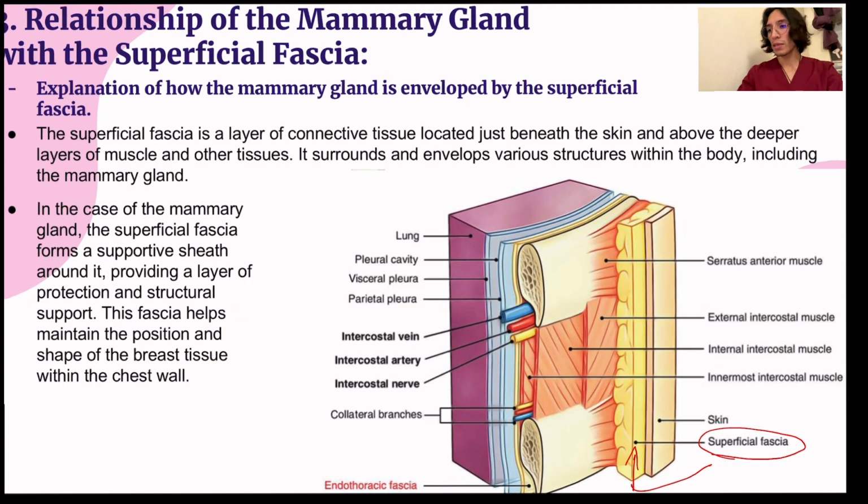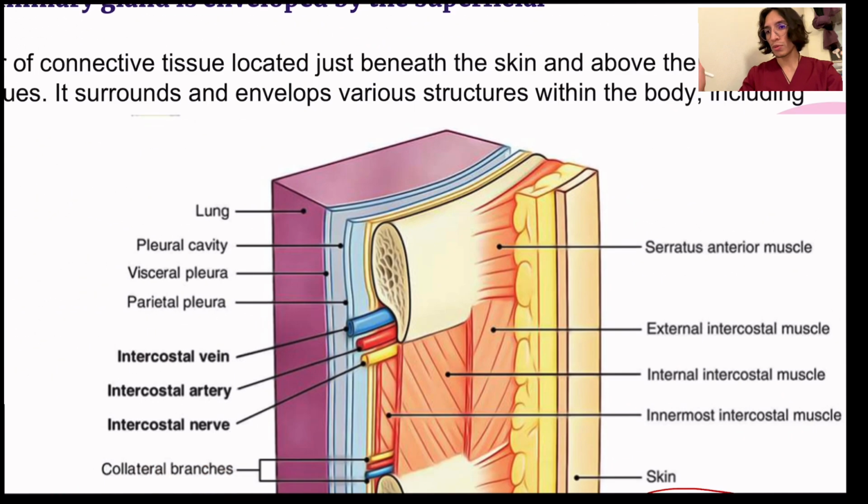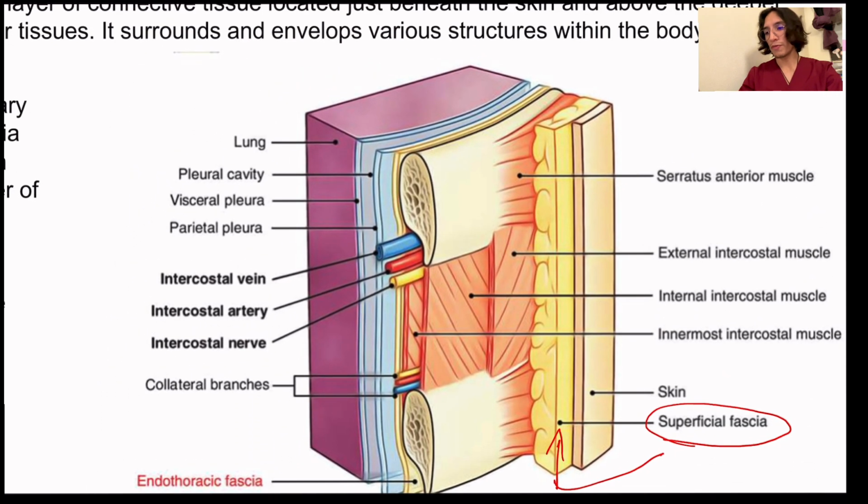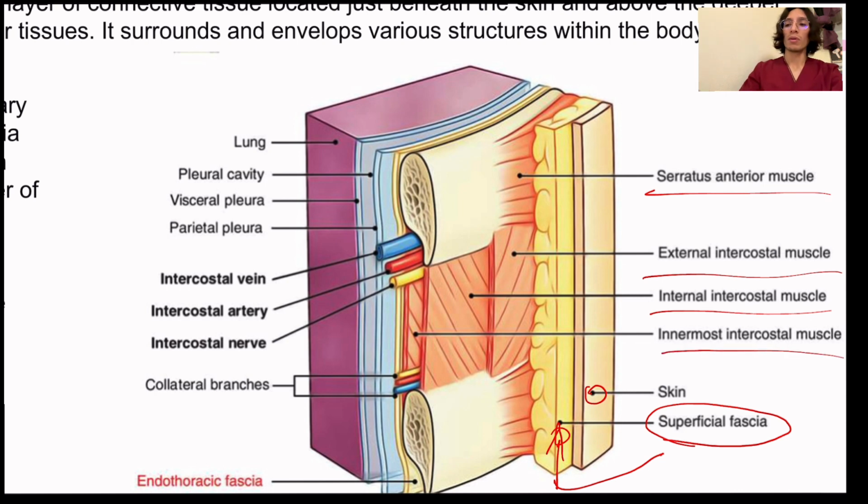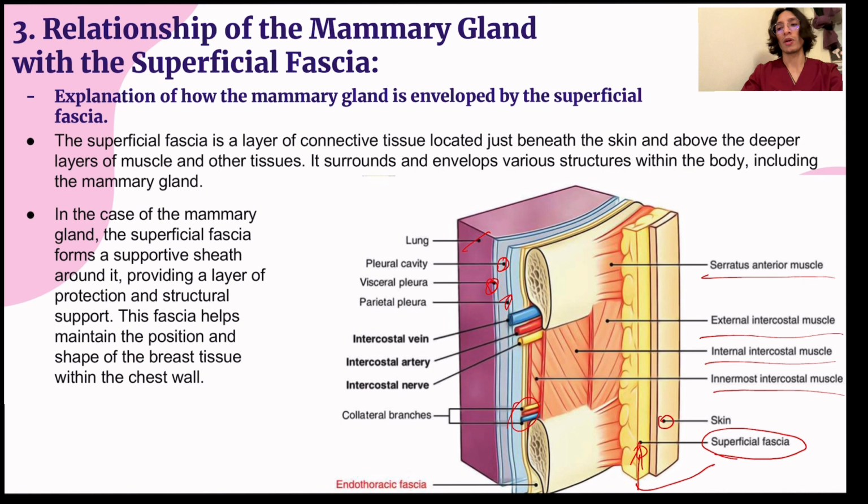Here you can identify some structures near the superficial fascia. First, skin, then superficial fascia, then the muscles: serratus anterior, external intercostal muscle, internal intercostal muscle, innermost intercostal muscle, also the collateral branches, intercostal nerves, artery and vein. Parietal pleura, visceral pleura: first parietal pleura, then pleural cavity, of course, and then visceral pleura, and finally lungs.